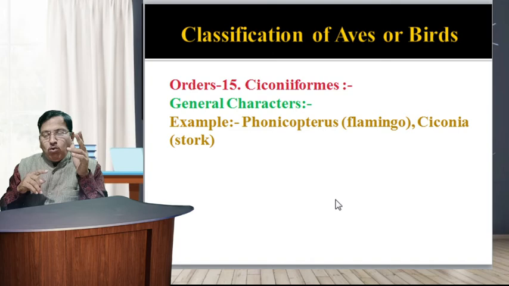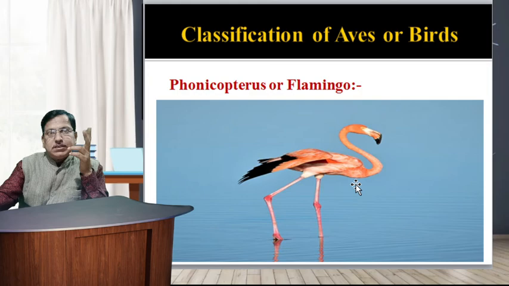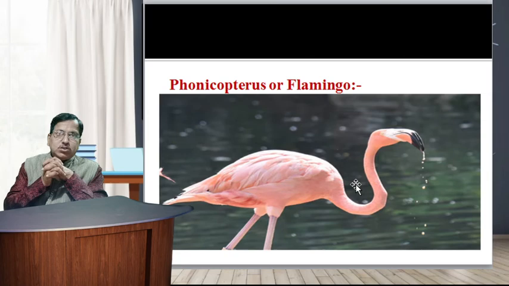These animal groups are included. This is Phoenicopterus, the flamingo. It is a very smart and strong, attractive bird. That is a flamingo, the most important bird of the Ciconiiformes order group.